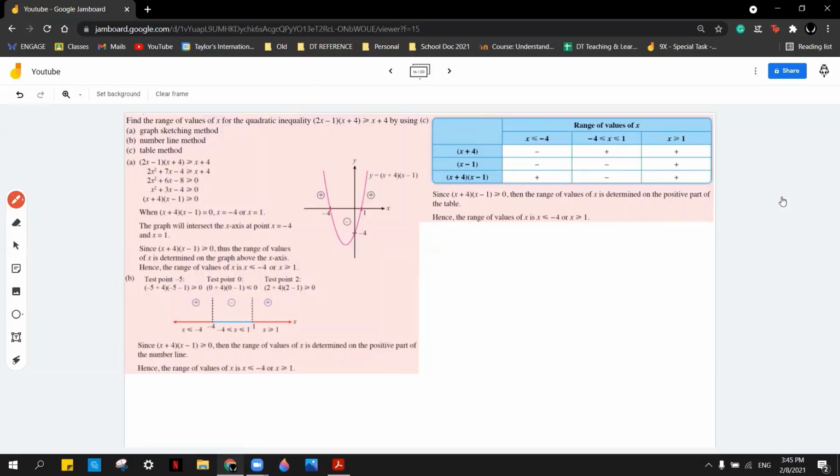They've given you quite a nice chunk here, using A, the graphical sketching method, B, the number line method, and C, the table method. If you ask me, I prefer B and C, but it depends on your school and which one your teacher likes. So let's go one by one.